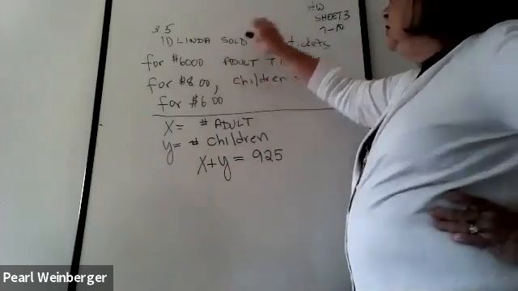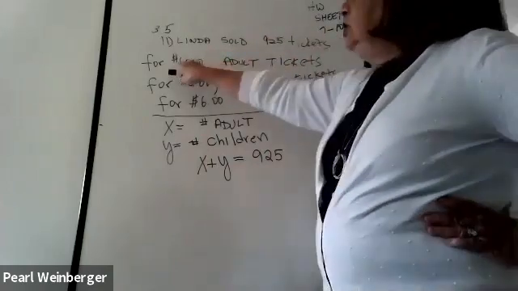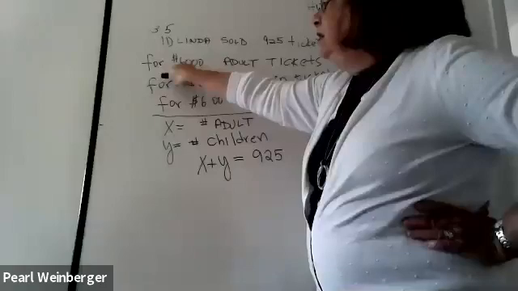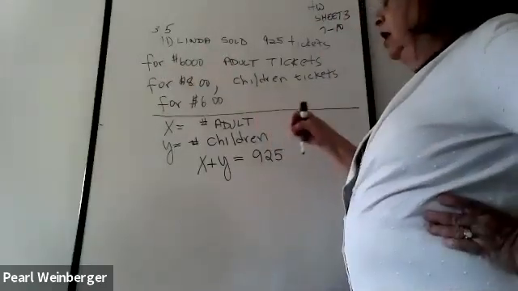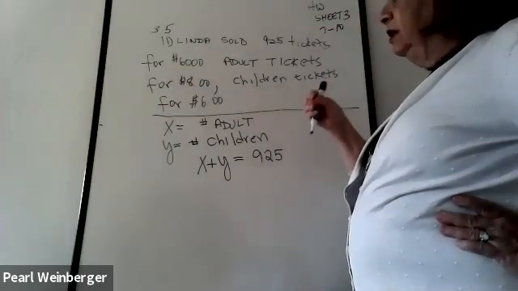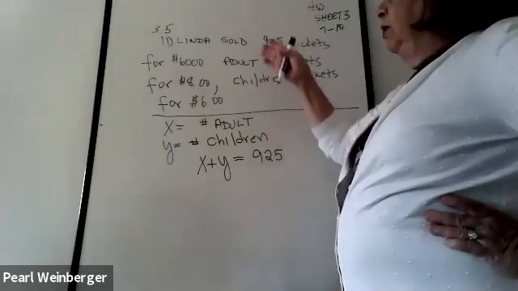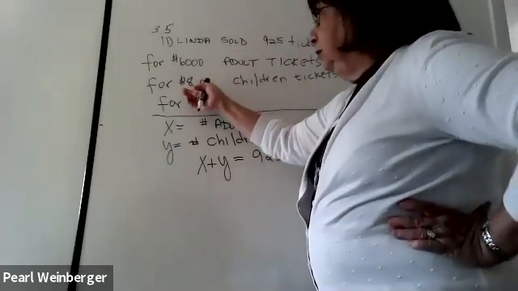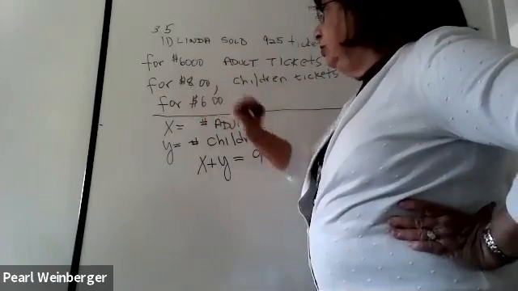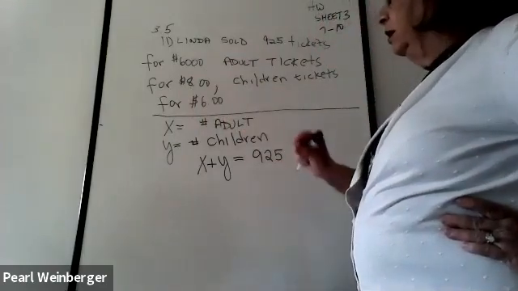Now we go to the second fact. She sold all these tickets and she got $6,000. Now, how did she get this $6,000? Well, by selling adult tickets for $8 and children's tickets for $6.